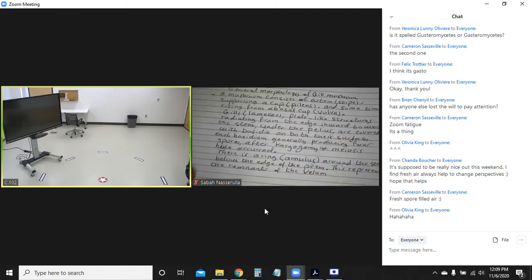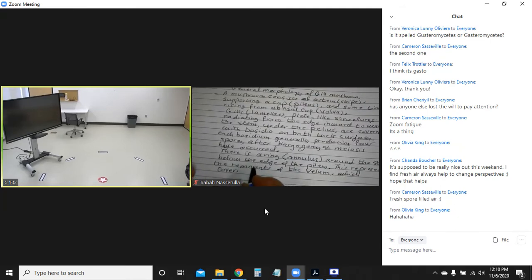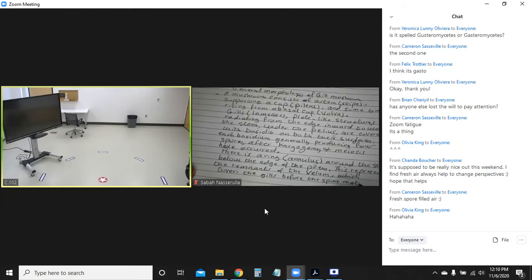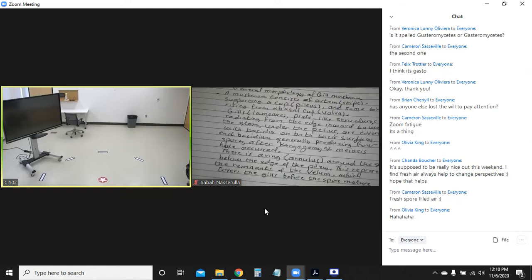So you have to know all this terminology of the velum. This velum covers the gills before the spores mature. Sometimes if you go to the market and take some of the edible mushrooms, and it's very young, if you look under the cap you can see it is still covered with that velum. Only when the spores mature is that cover released. That is what covers the gills before the spores mature.